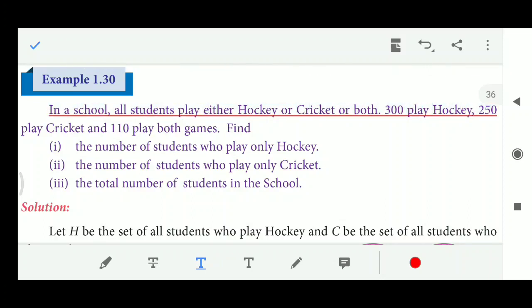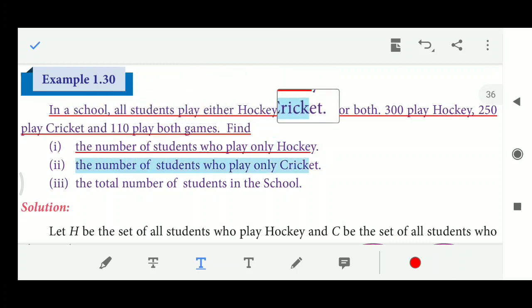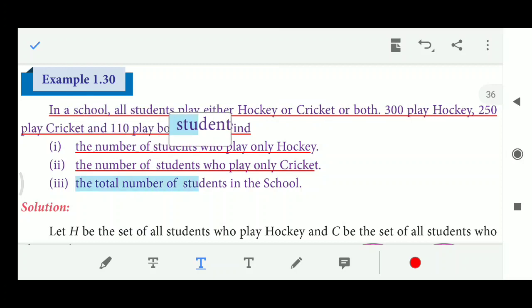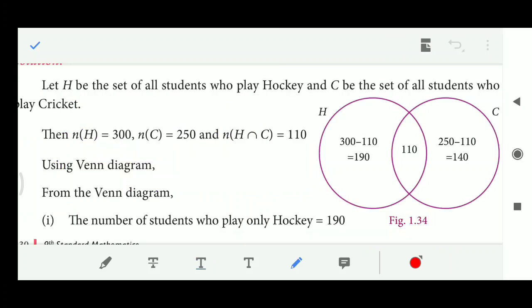In a school all students play either hockey or cricket or both. 300 play hockey, 250 play cricket and 110 play both games. Find the number of students who play only hockey, the number of students who play only cricket, and third, the number of students in the school. So you have to find the three answers.